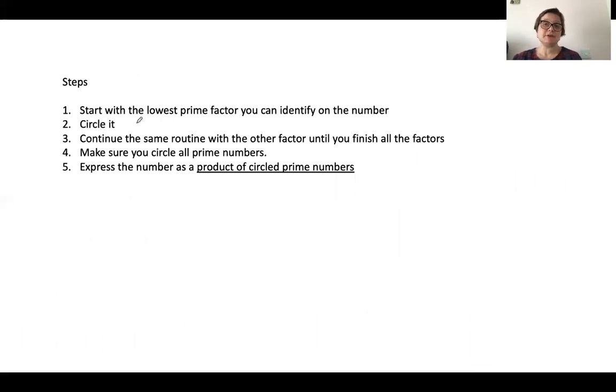As I said, you can begin with whichever factor you like to, but I would advise you to begin with the lowest prime factor, and the clue is to identify if it's an even number, then the 2 would be the lowest prime factor. Or it could be the 3, sometimes it would be a 5 if the number finishes with a 5. Circle it, continue the same routine, and then express the number. So making sure you circle all the prime numbers, express it as a product of circled prime numbers.